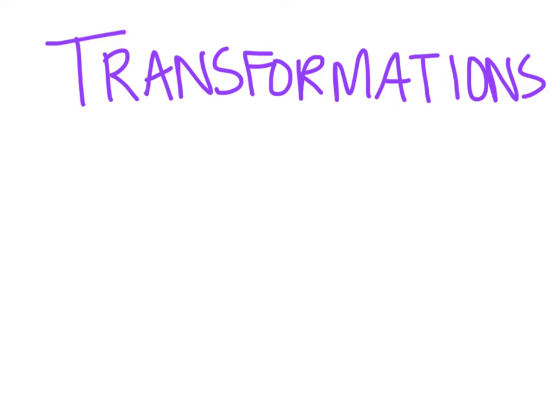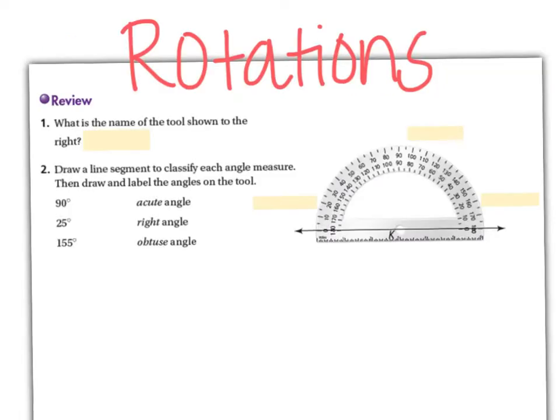This video is going to explain some of the different transformations that we will do with triangles. The last transformation that we need to talk about is called a rotation. In order to do rotations, we are going to have to use protractors, which is what is shown at the right. Let's spell it correctly for you. Protractor.